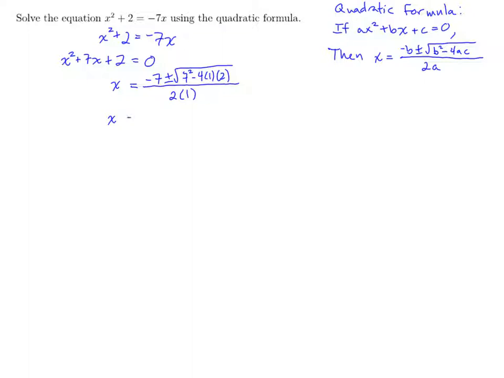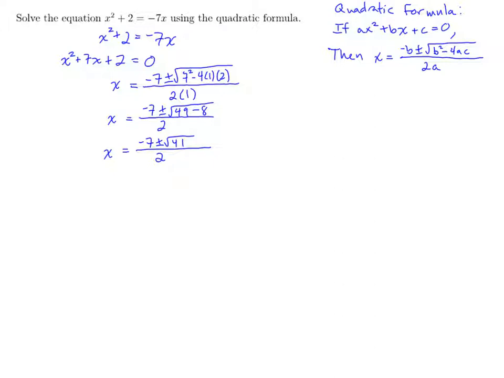So writing this solution, or these solutions, there are going to be two of them, we have x equal to negative 7 plus or minus, and then inside that radical we have 7 squared minus 4 times 1 times 2. So that will be 49 minus 8. And again, that's all divided by 2. Continuing, we can state then that x is equal to negative 7 plus or minus the square root of 41, which we calculated by taking 49 minus 8. And that's still all divided by 2.